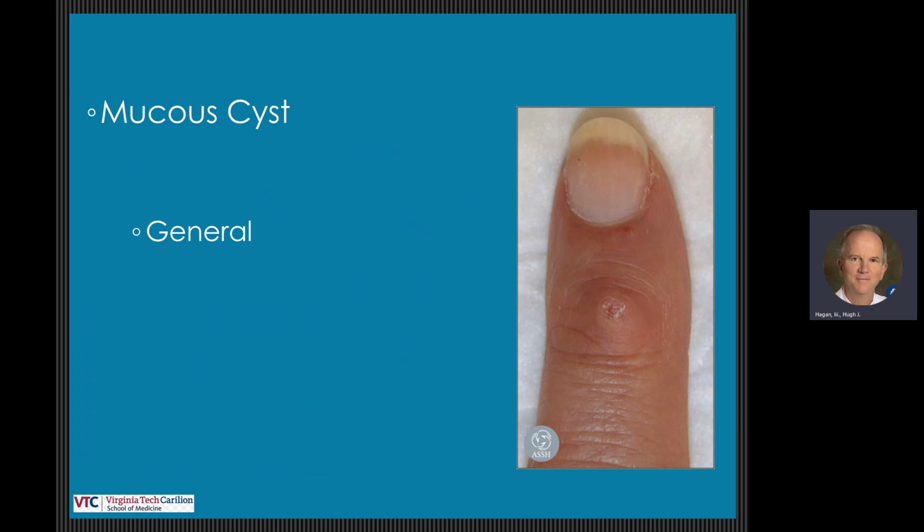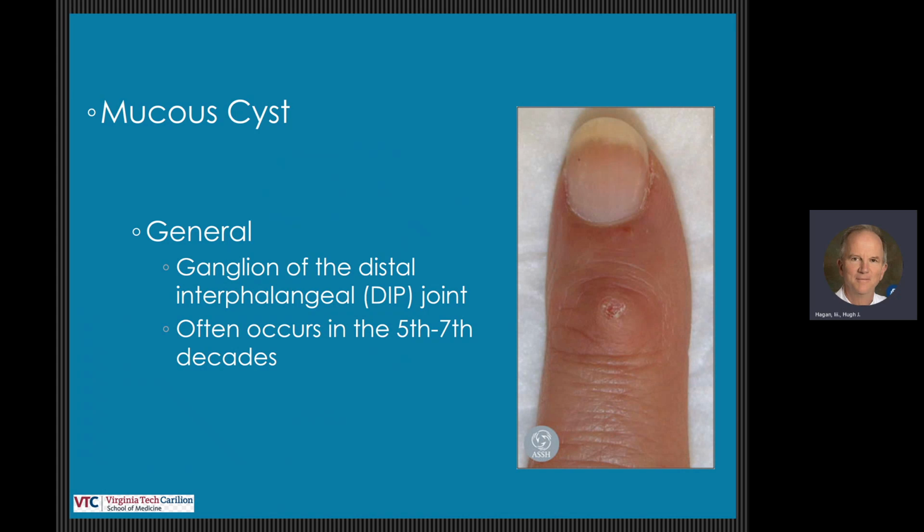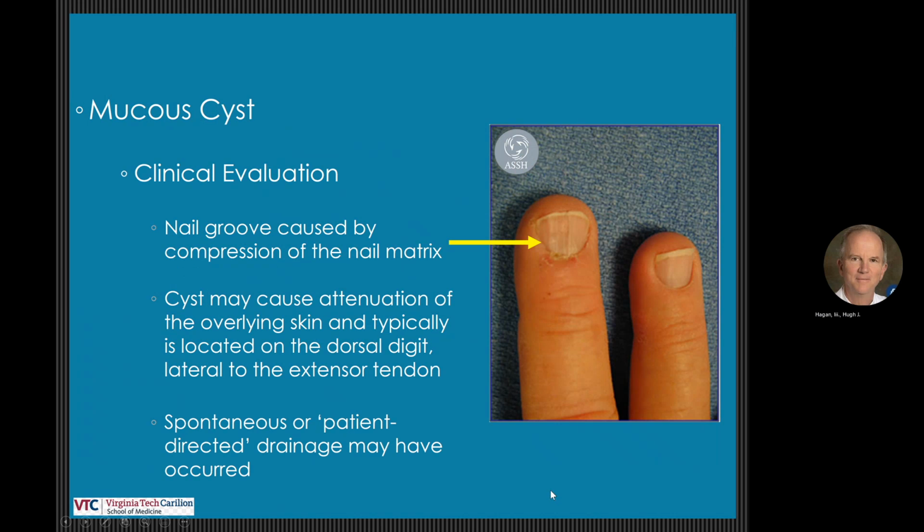Mucous cysts are ganglion cysts. They arise at the distal interphalangeal joint of the finger or the thumb. They typically occur in older patients, and they're often associated with osteoarthritis. There's often a nail groove that's caused by compression of the nail matrix by the cyst resting on the germinal matrix of the nail proximally. The cyst may cause attenuation of overlying skin. It's usually on the dorsum of the finger, and it's usually lateral to the extensor tendon.